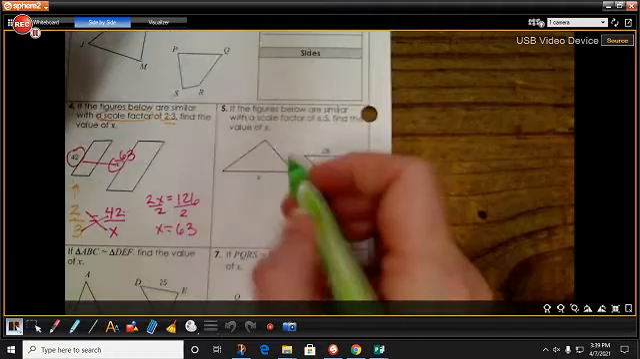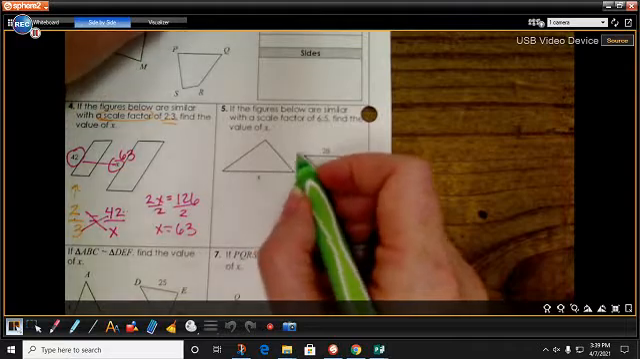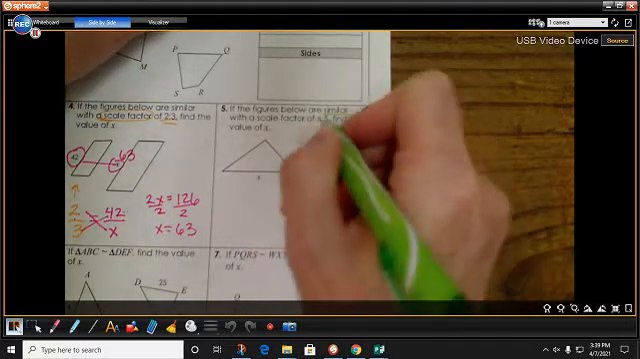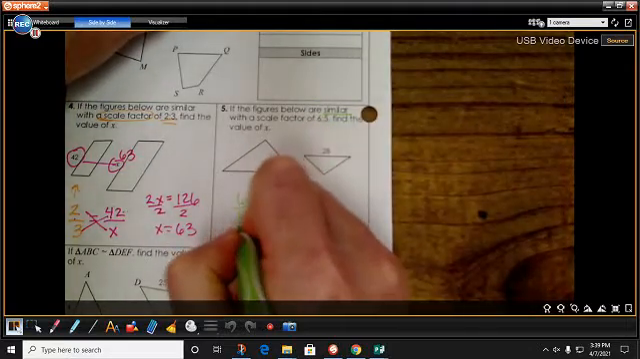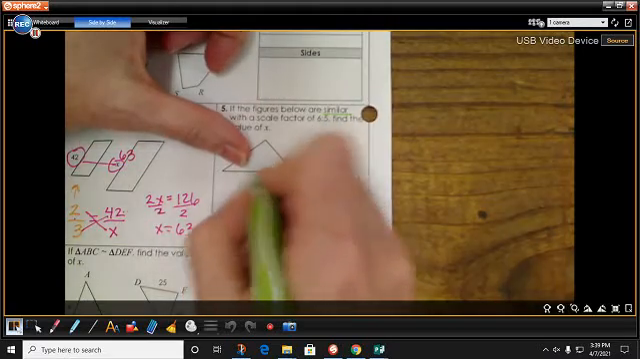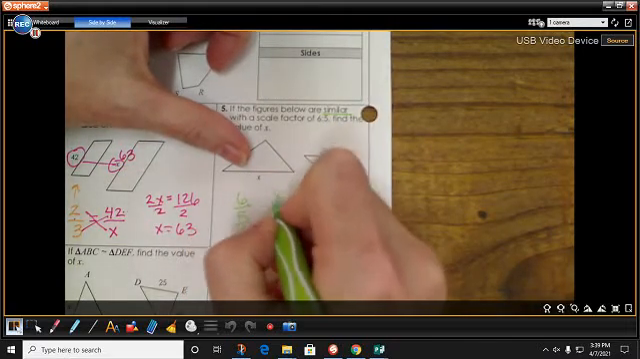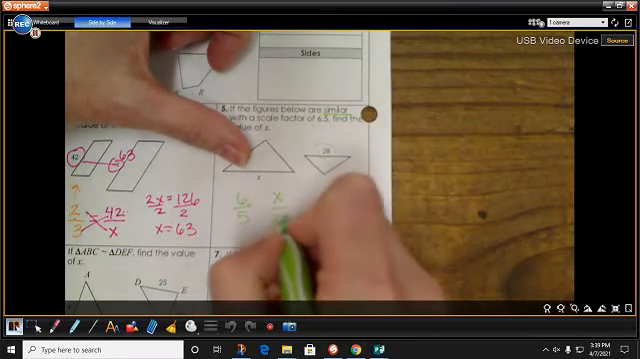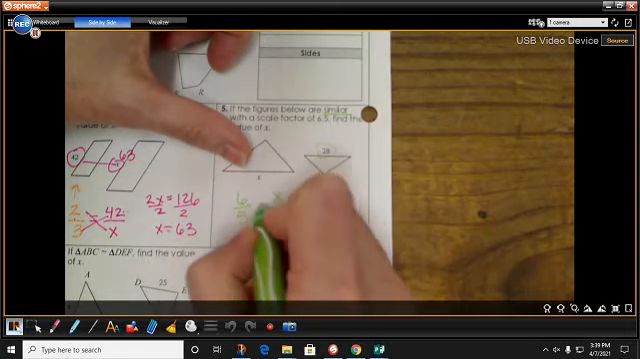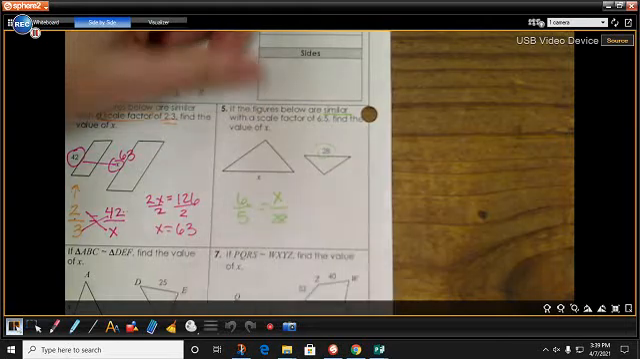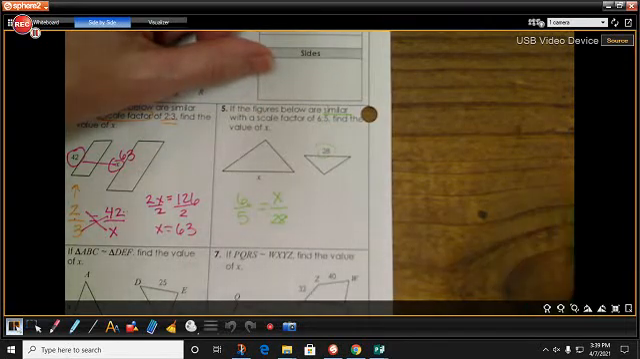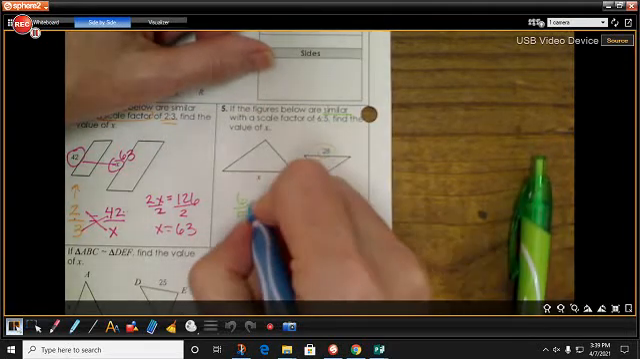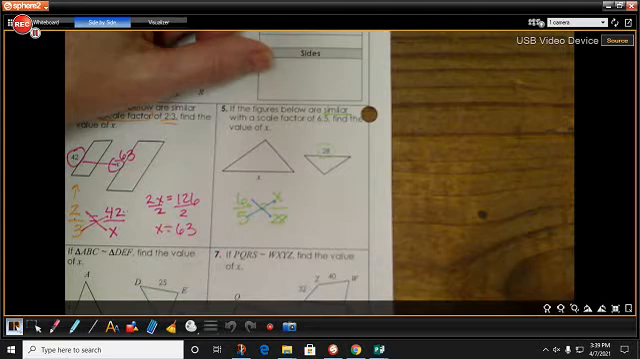Now looking at number 5 here. The figures below are similar, and they have a scale factor of 6 to 5. And so since I say the 6 first, this is the one I come across first, so it will go on top to match up with the 6. And then the 28 will go on bottom to match up with the 5. And since they're similar, I know these ratios are equal. It's proportional. So now I can do my cross product to find out my mystery side here.